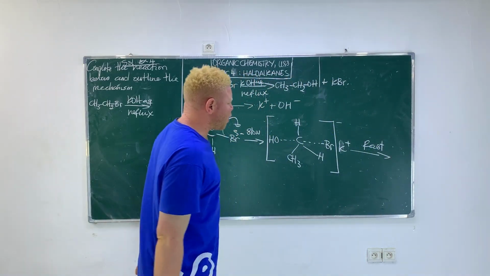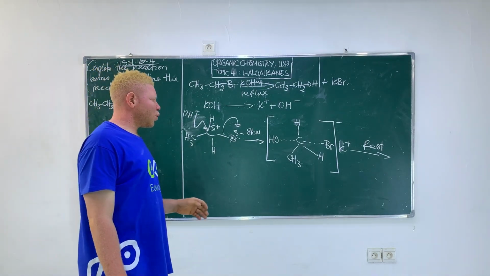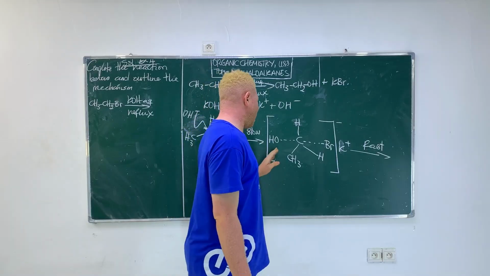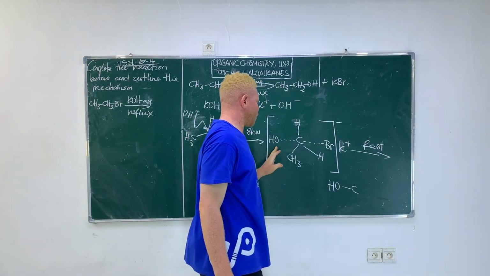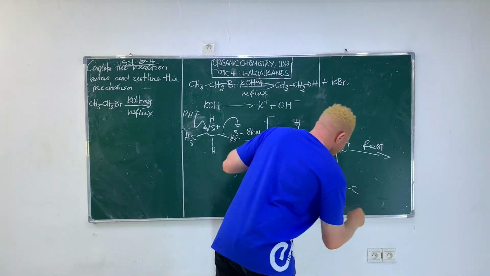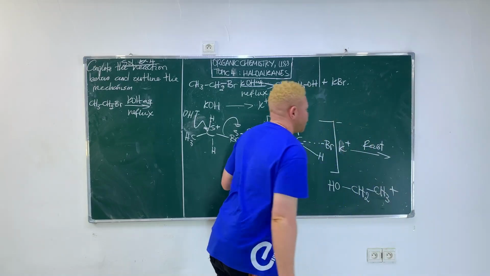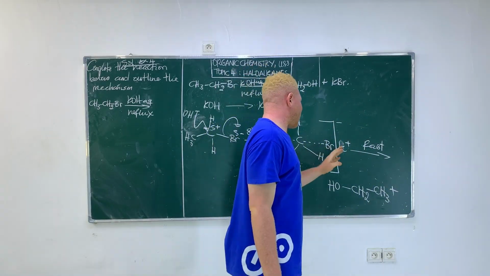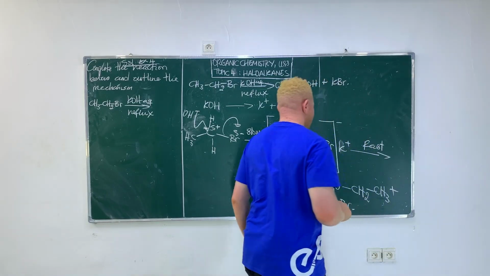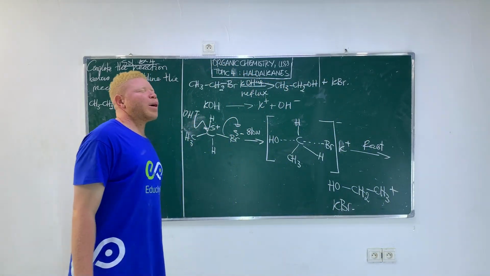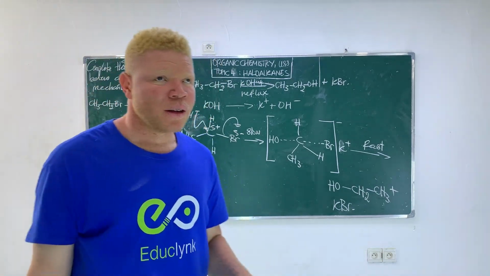Then after it passes, we have a rearrangement step. So the last step is a rearrangement step. So do the rearrangement step in this order. You have CH3CH2OH plus KBr. And the mechanism is occurring in a single step. So it's a one-step mechanism.